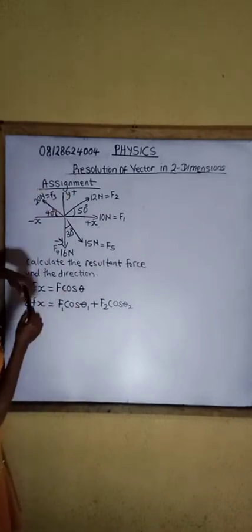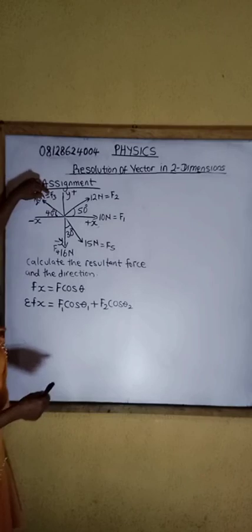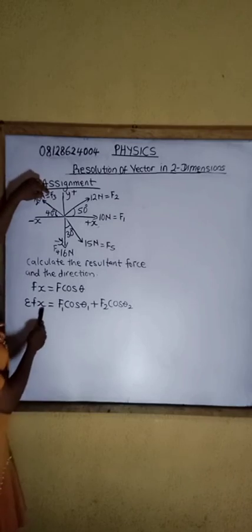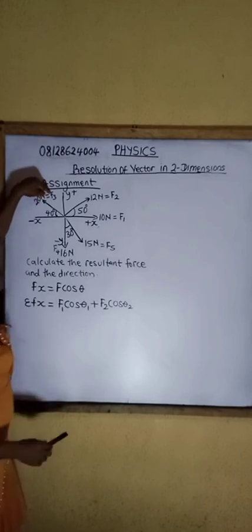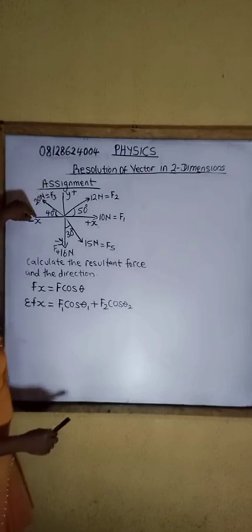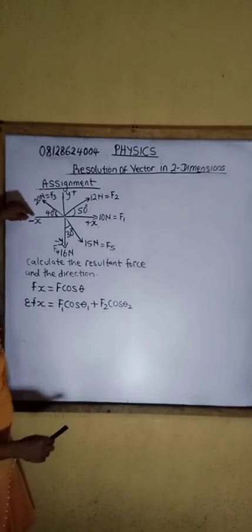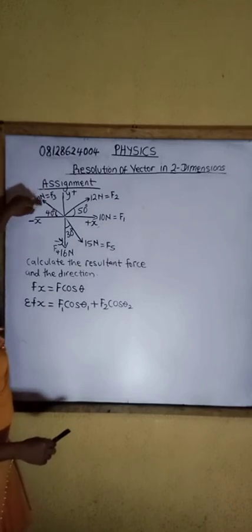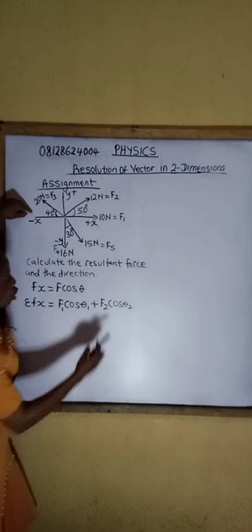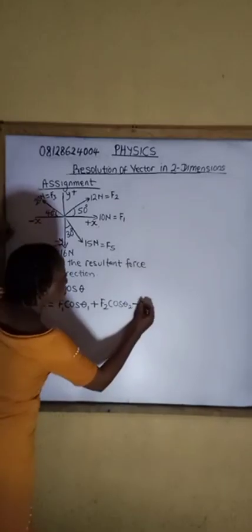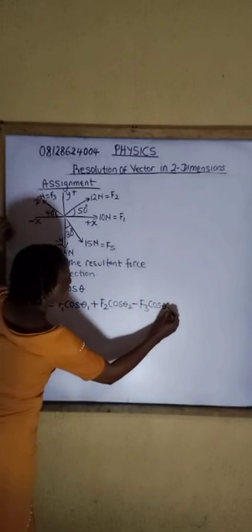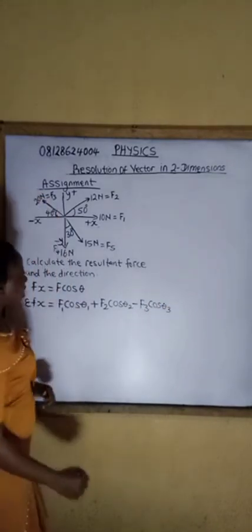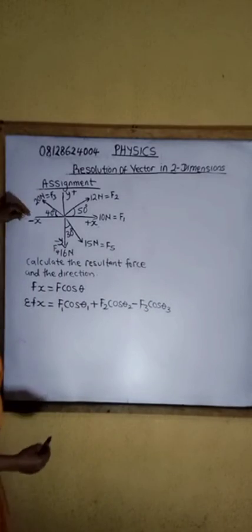Then let's move to F3. You are going to trace this F3 towards the x-axis. Don't forget that we are looking for Fx. Now towards the x-axis is negative. Our x is negative. So that will be minus F3 cos theta 3. Then the next one, we are done with this, then we come to this side.